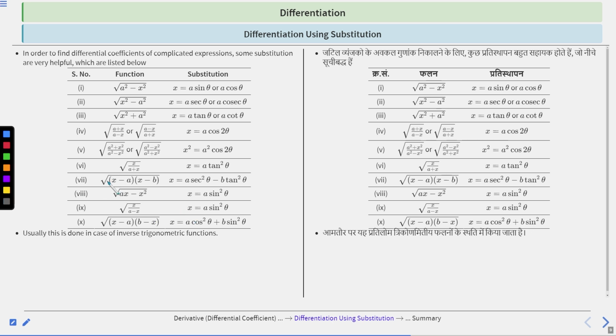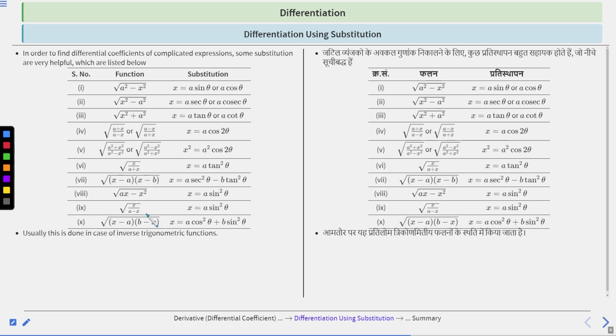If any function is of the form root over x minus a into x minus b, just make the substitution as x equal to a sec square theta minus b tan square theta, right? If the function is of the form root over ax minus x square, just make the substitution as x equal to a sin square theta. Right, if any function is of the form root over x upon a minus x, just apply the substitution of x equal to a sine square theta, right?